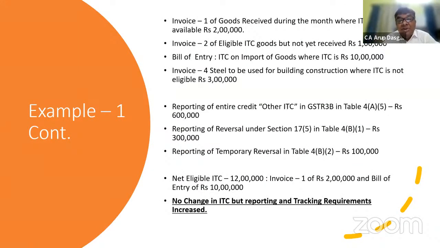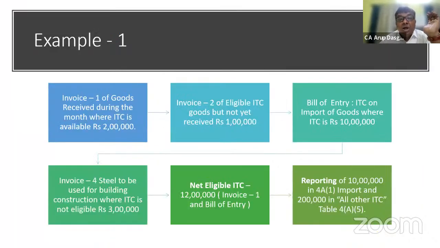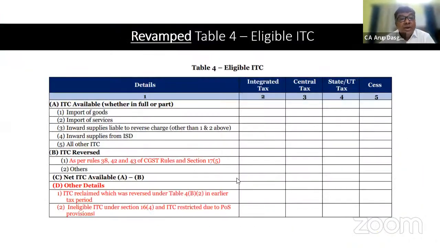And then the 3 lakhs that I have actually availed for the blocked credit, and the 1 lakh for which the goods are in transit, where will I show it? I will show it here. In 4B1, I will show the amount of the blocked credit. In 4B2, I will show the reversal for the invoice for which I am availing the credit but I have not got the goods or the invoice.